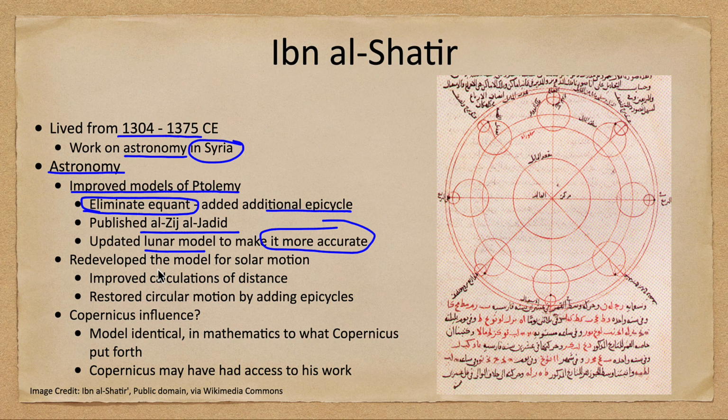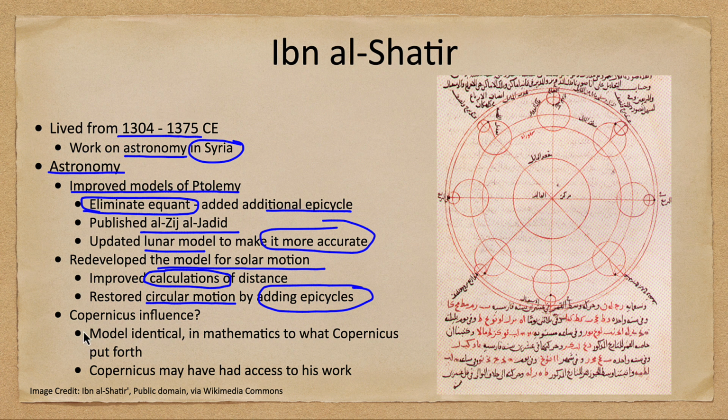Now, he also redeveloped the model for solar motion and improved calculations of the distance. And again, by adding this, he was able to restore circular motion by putting in epicycles. So he was able to get circles centered on Earth by adding additional epicycles.